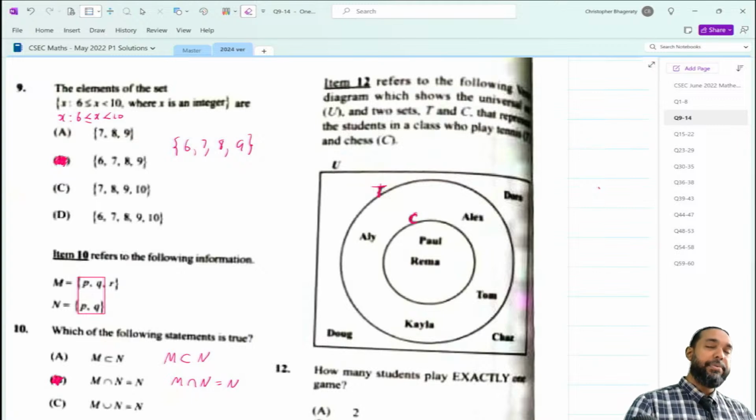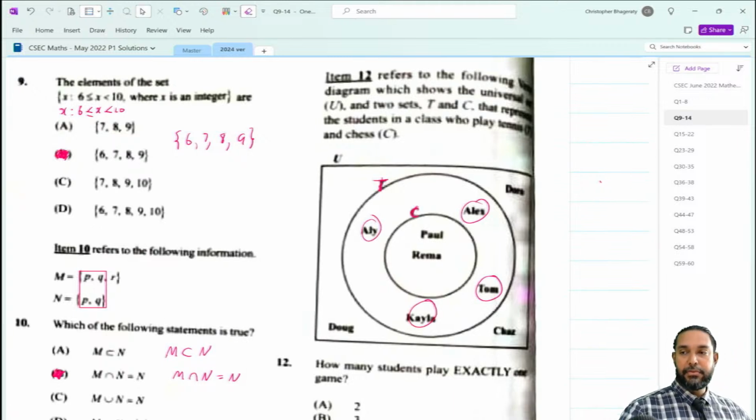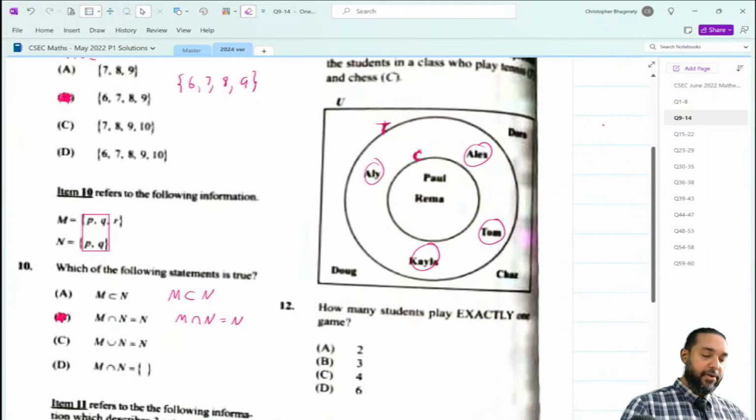Right. But look at the placement of set C. Set C is inside of set T. What does that tell us? It tells us that everybody who plays chess also plays tennis. So the people who play chess are a subset of the people who play tennis. Right? So the people who play one game would be who? Ali, Alexa, Tom, and Kayla. That's how many? 4.